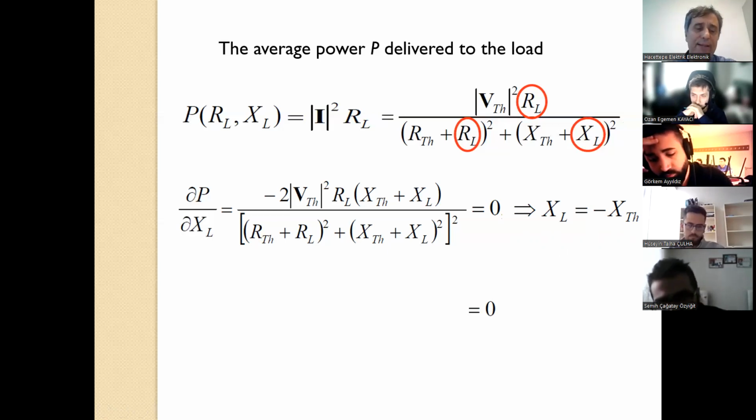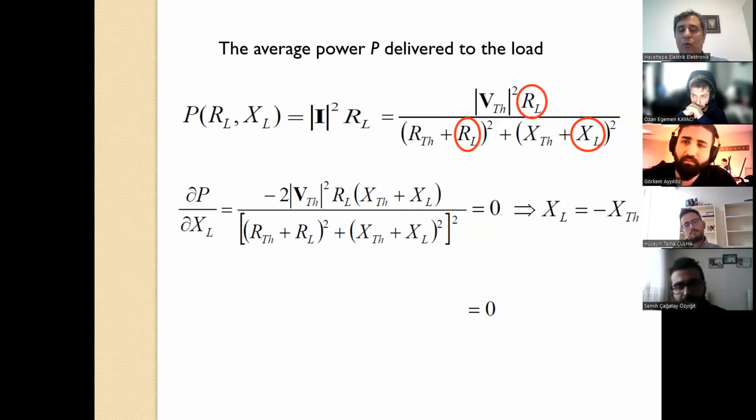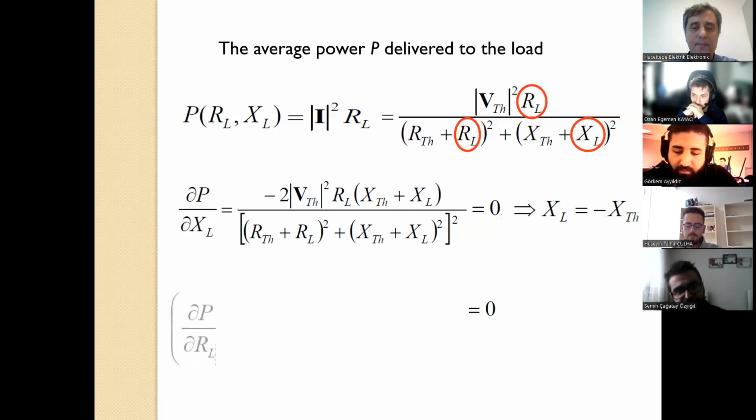However, don't forget that this can be implemented only when we have infinite sources, or there is no restriction on the source. Suppose that you have all types of reactances, then you can do that. If we have a limitation, we should be close to XTH. Maybe not exactly the same, but close to.